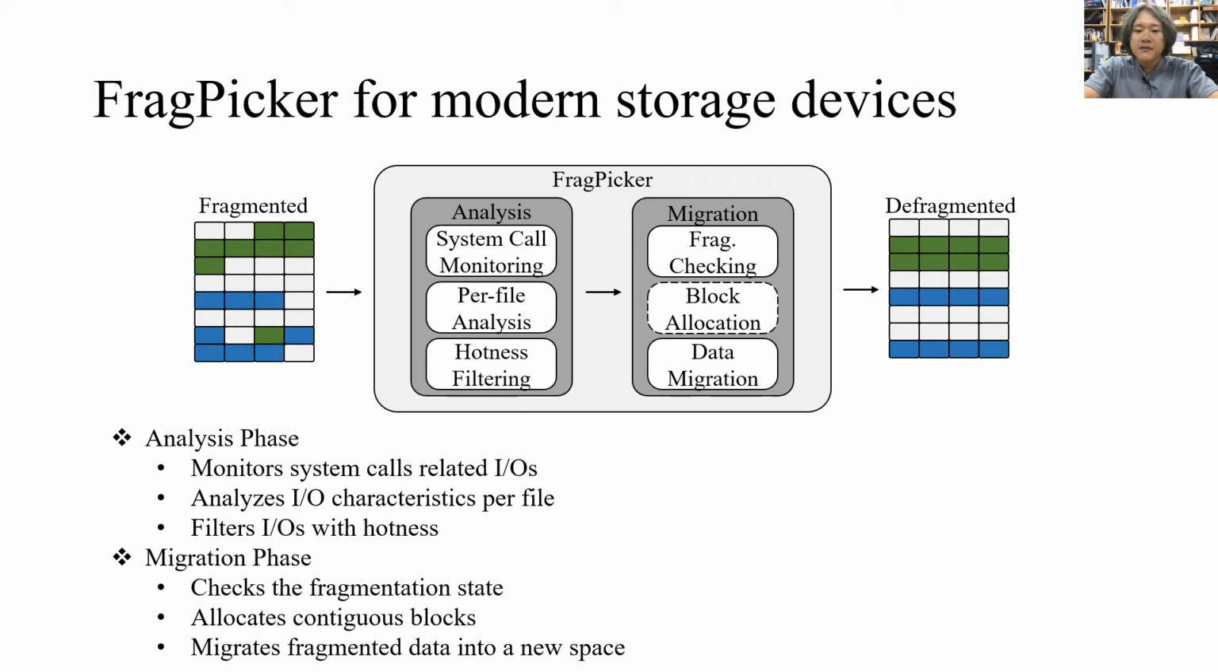The migration phase consists of fragmentation checking, block location, and data migration. First, the migration phase checks the fragmentation state of each piece of data to further minimize migration data. Afterward, FragPicker allocates a new contiguous area and migrates fragmented data into the newly allocated area.